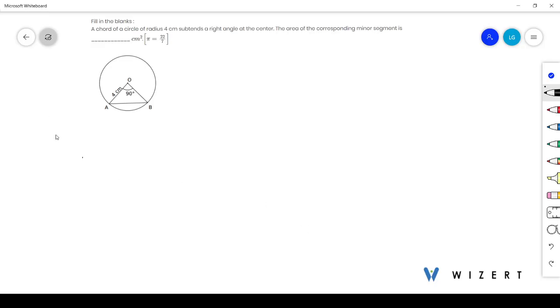Our question is, a chord of a circle of radius 4 cm subtends a right angle at the center. What is the area of the corresponding minor segment?